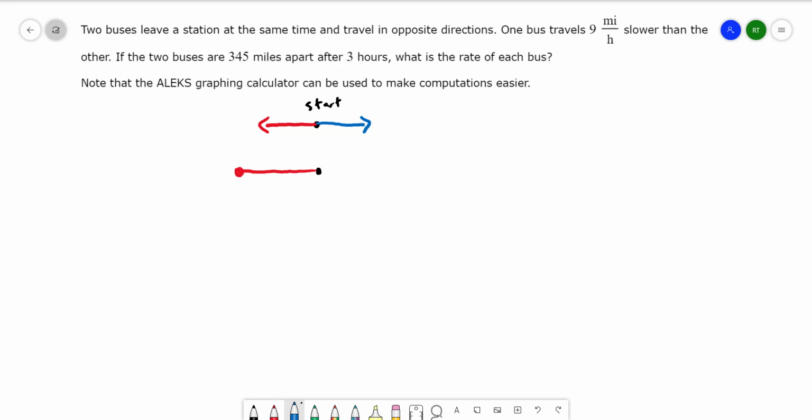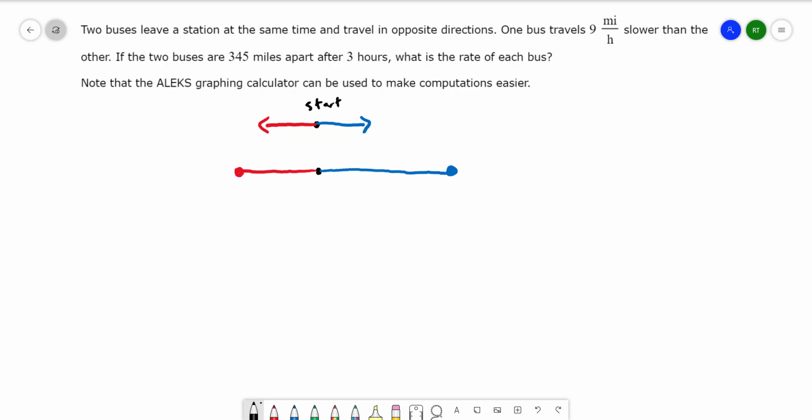So what I like to do is draw one of the lengths that's shorter than the other, because if one is going slower, that means if they travel the same amount of time, it's going to travel less distance. So here you can see that the one in red is going slower, the one in blue is going faster, because the blue covered more distance. So now I'm going to go back to that second sentence, and I'm going to add that to my notes.